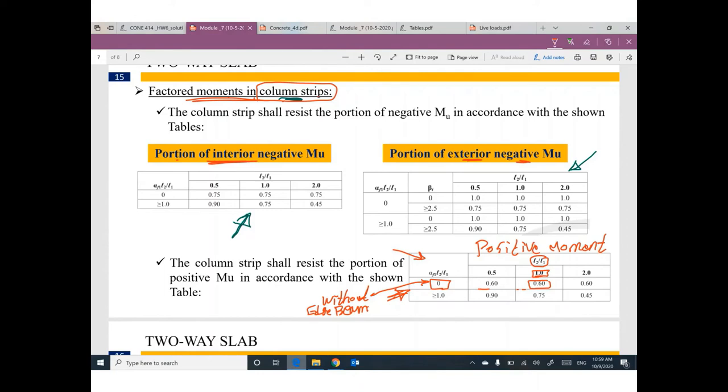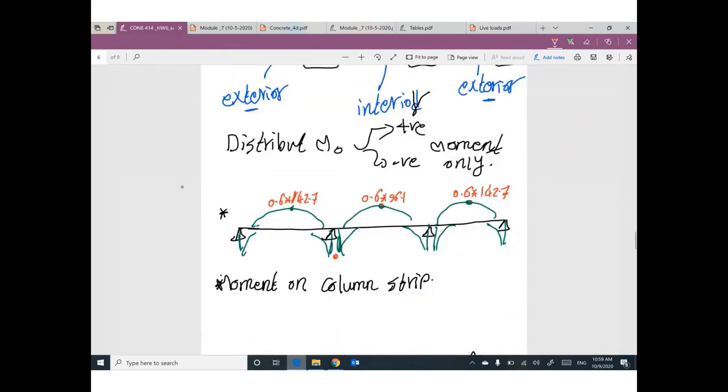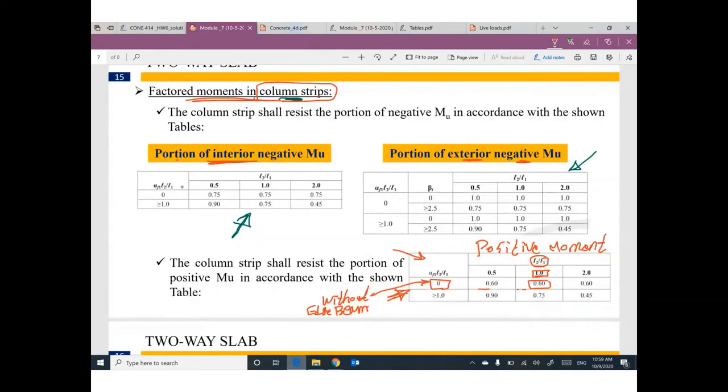If you are talking about interior negative moment, like this one and this one, what is the factor? You are talking about this case without, zero, means without edge beam. If you have edge beam, you are going to use the second one. Without edge beam, L2 divided by L1 is 1, so your factor will be 0.75.